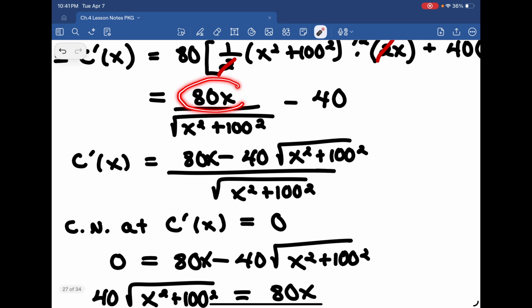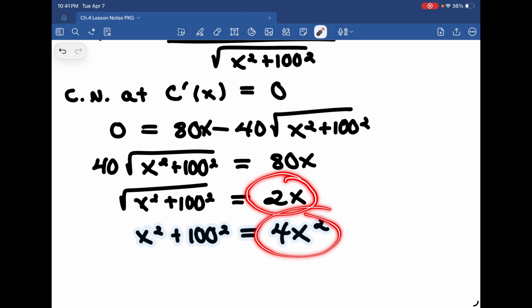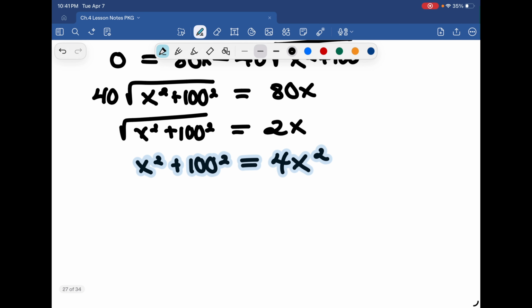There should be an 80x here, 80x here, an 80x here. When you divide the 80x by 40, you get 2x, which then if you square 2x, you get 4x squared. Awesome. Okay, now from here, this is going to give us where we have 100 squared, which is technically 10,000, which is equal to 3x squared.